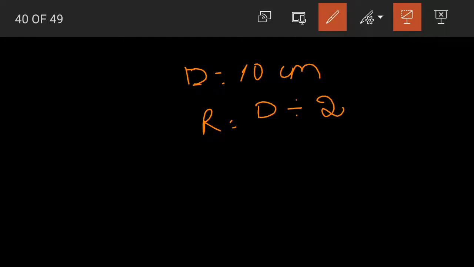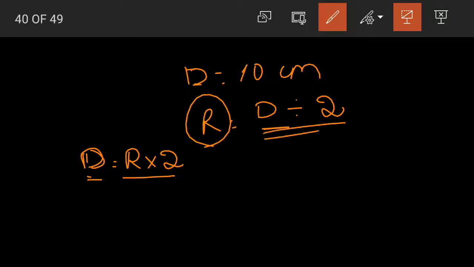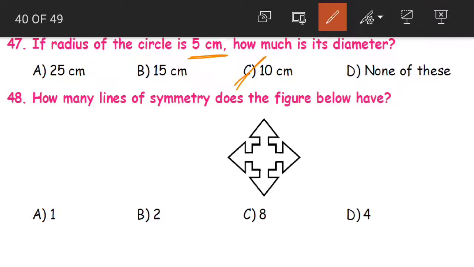Now if the diameter was given as 10 centimeters, how will you find out the radius? Yes, radius is equal to diameter divided by 2. So this is the relationship. When we know the radius, then diameter becomes 2 into radius, and when we know the diameter, the radius becomes diameter divided by 2. Now coming to question 48.